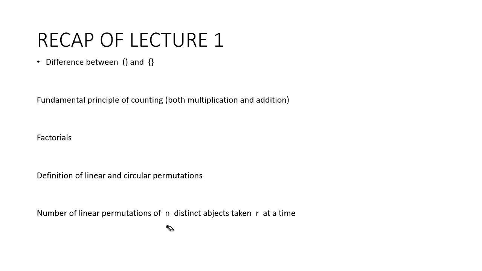Number of permutations of n distinct objects taken r at a time. In general, it is denoted by nPr, and we have given the formula for nPr, which tells us how many linear permutations we can form using n distinct objects taken r at a time. Anyway, let me elaborate these things once again. So, when order matters, we are going to use these brackets. If we use these brackets, then order does not matter.